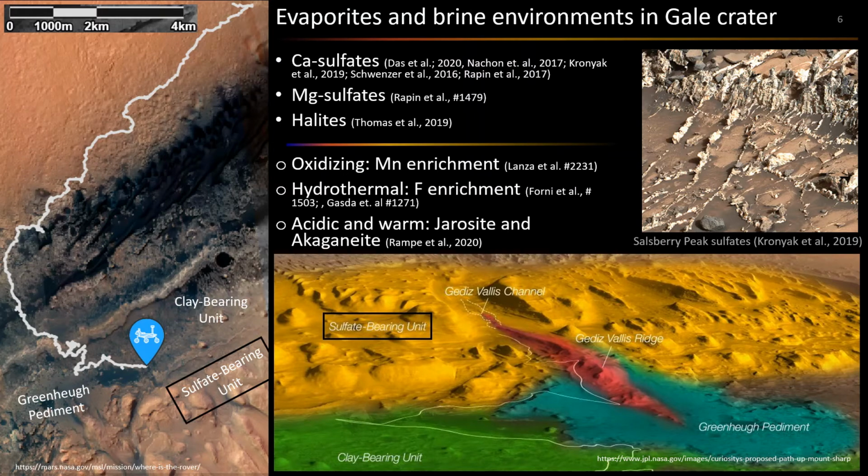This research, however, focuses on the study of boron and lithium of the calcium sulfate veins observed in Gale crater, because these two elements are highly water-soluble and can improve the resolution of our understanding of the different environments we think are possible in Gale crater.